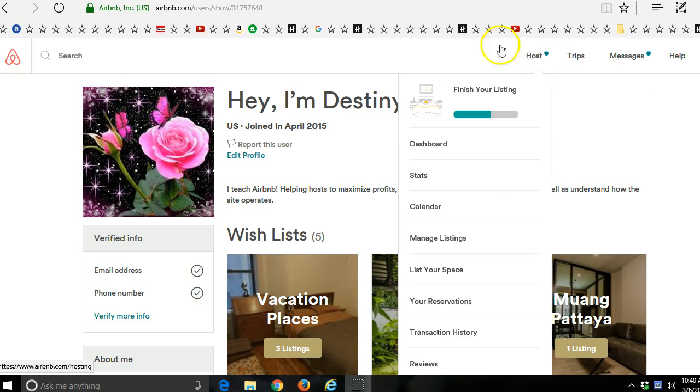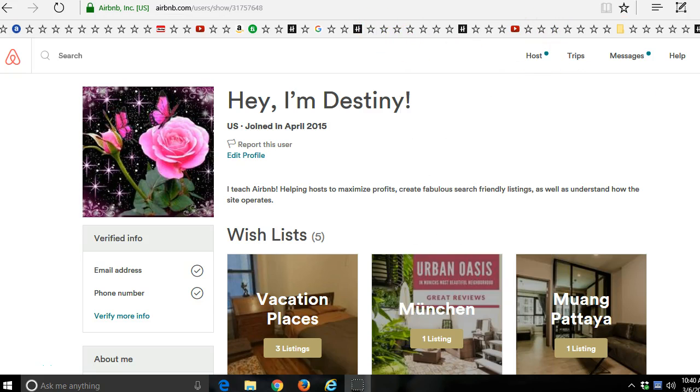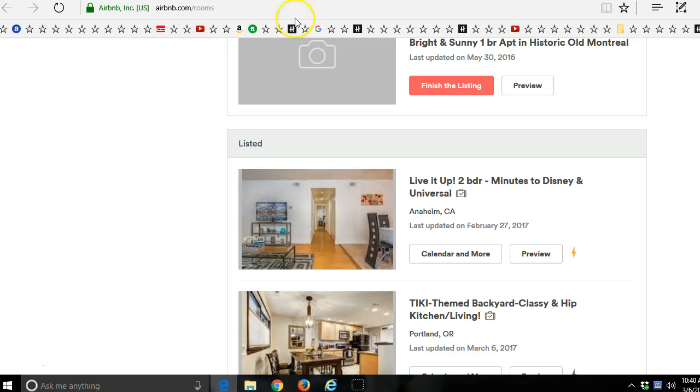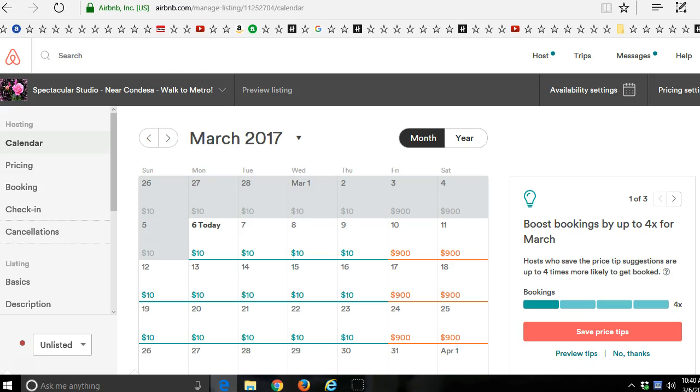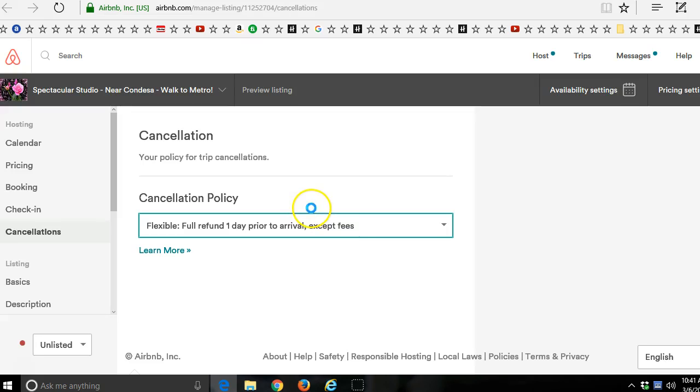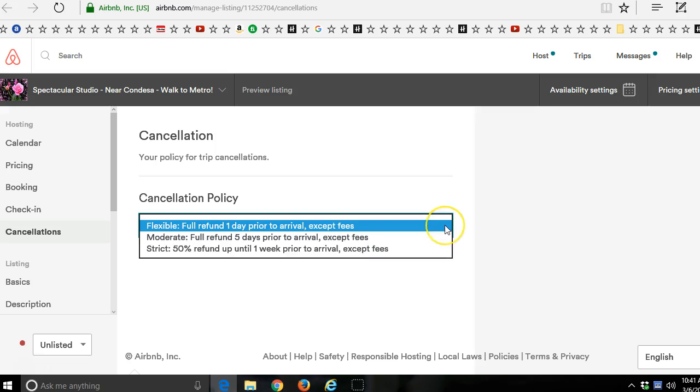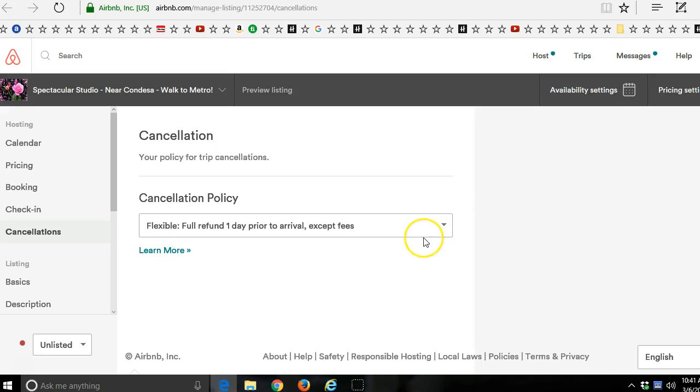Okay, in order to change your policies, you would click on Manage Your Listings and double click on the listing that you would like to change the policy for. Click on Cancellations right over here. And then here's where you can change your policy from flexible to moderate or strict. Flexible is going to be the default when you create your listing, so you may want to change that.